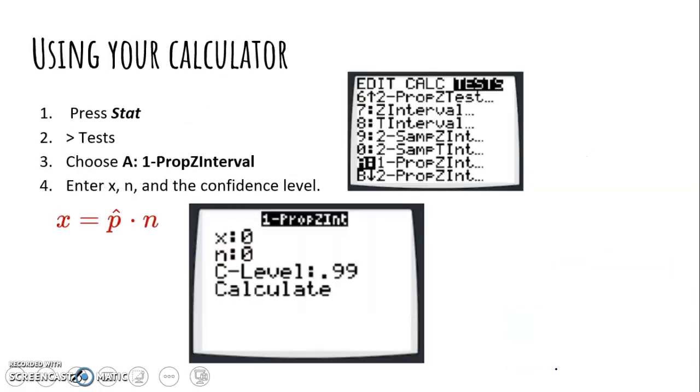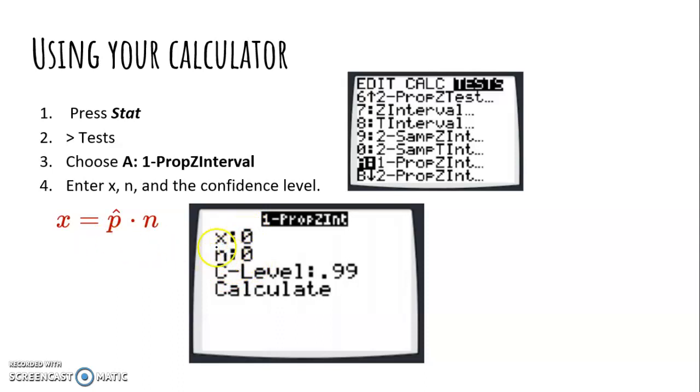So we have a few more examples. Let's talk about the calculator. With the calculator, you can do proportion confidence intervals by going to stat, arrowing right to test, and choosing one prop z interval. Now that may be choice A for many of you. It's going to ask you for three numbers: an x, an n, and the confidence level. Now here's the thing. X is the number that responded in the desired way, and n is the total.